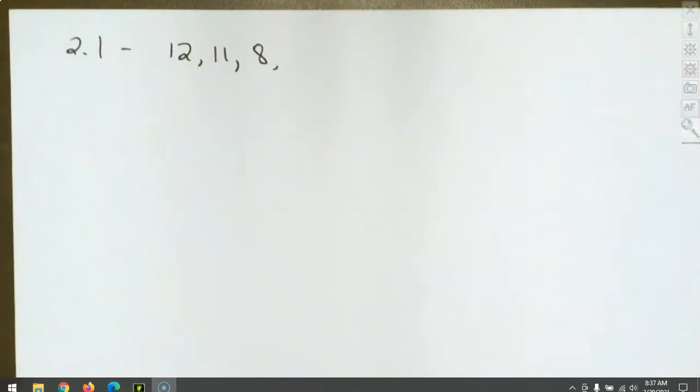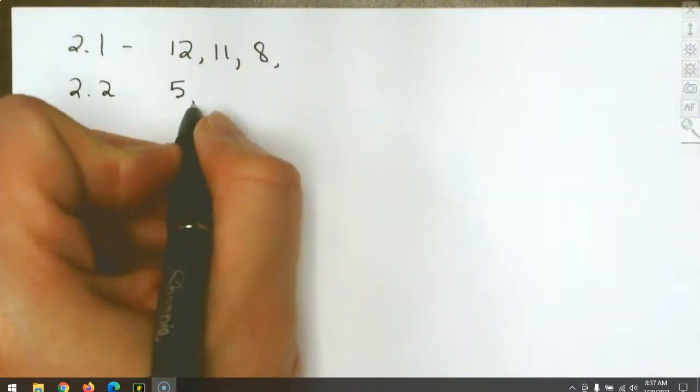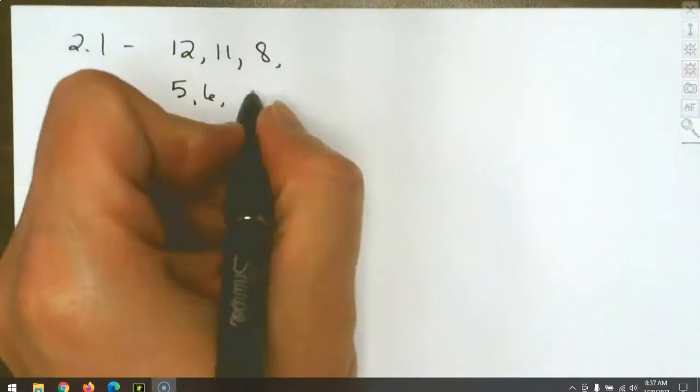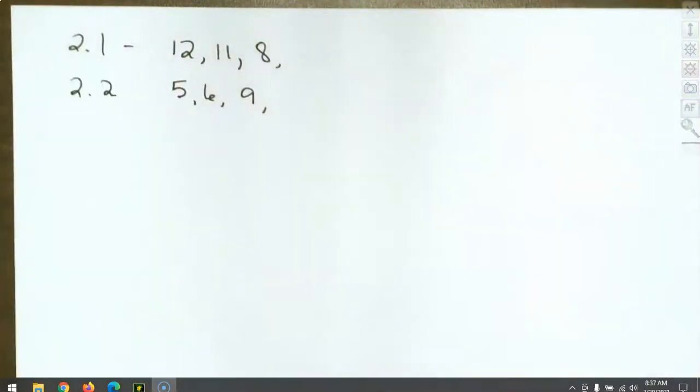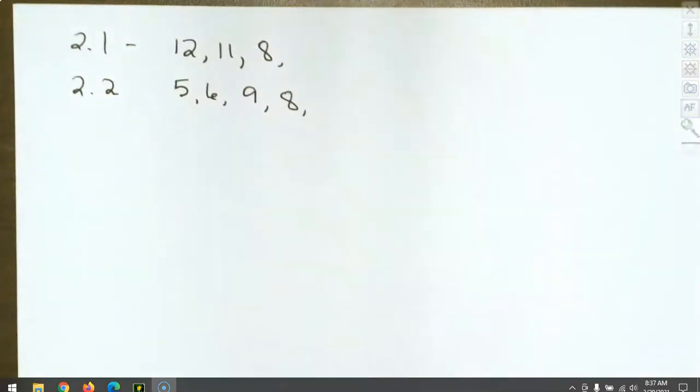5 and 6. Sure, we can add 5 and 6. 9. Yep, 9. Sure, no problem. And 8. And 8 as well. Okay. Are there any others out of 2.2 to look at? 15. 15, sure.